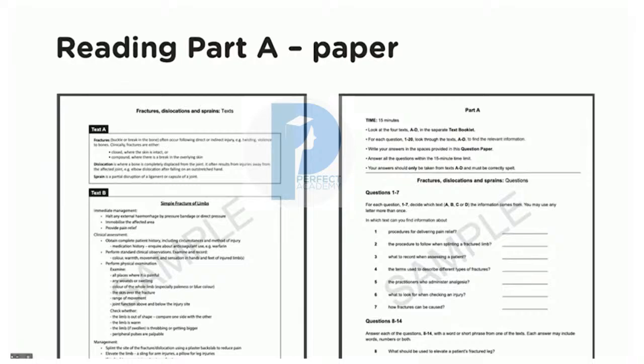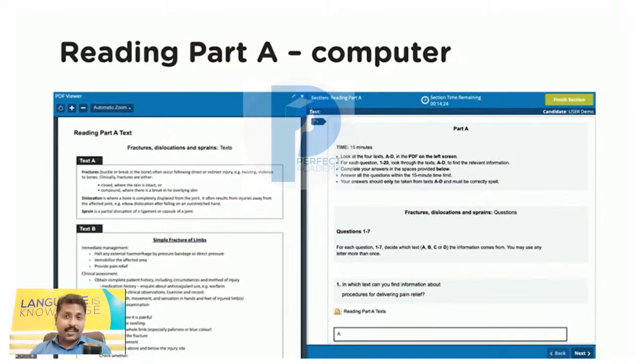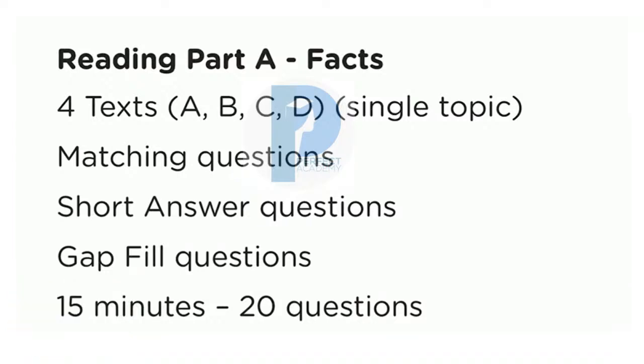There are a set of questions and there are blanks that need to be filled, and this is how the computer based part A looks. So I hope you have understood it. There are 4 texts, A, B, C and D, for a single topic. You have to match questions, answer short answer questions, and gap fill the answers, and you have 15 minutes to answer 20 questions.